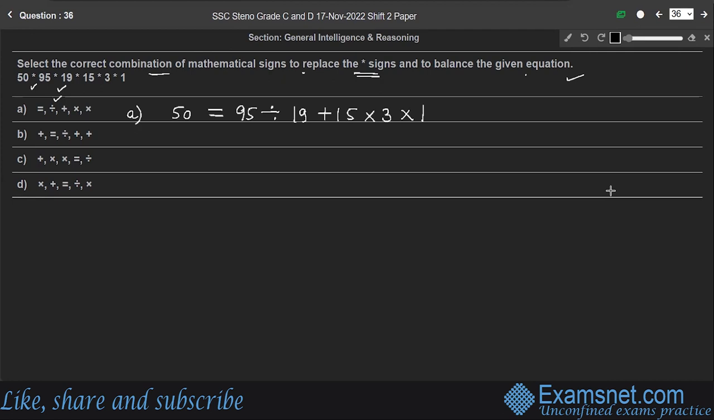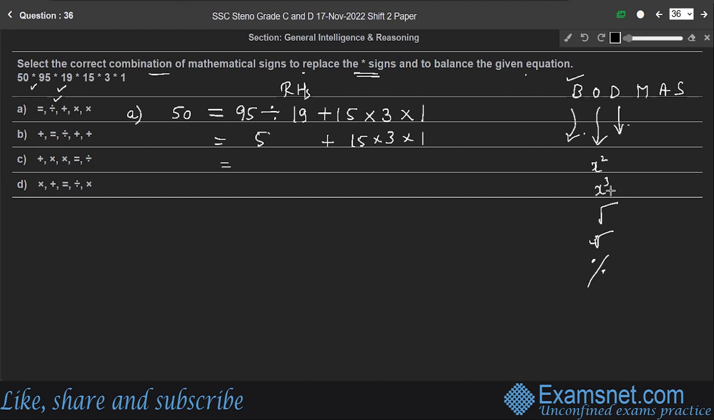Again into 1. Right? So, in order to solve any mathematical equation or expression, we have to follow the BODMAS rule, according to which the bracket part should be solved or removed first, right? There is no bracket to remove. Next comes of part. If there is any square or cube or square root, cube root part or a percentage part, it should be solved, right? After removing the bracket, next comes division, right? So in the right hand side part, we have division, which is 95 divided by 19. So which is 5, right? So plus 15 into 3 into 1 we have, right?